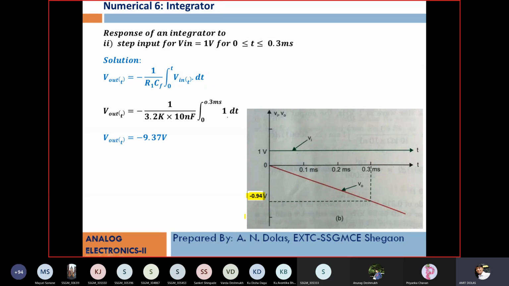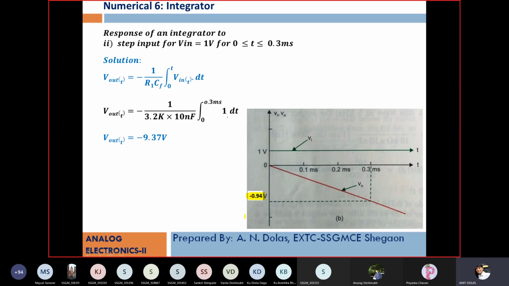If we use minus 1 by 3.2k into 10 nano, integral of 0 to 0.3 millisecond 1 dt, put the limits and tell me the answer. 9.37. It is correct. Okay. Earlier I made a mistake. Instead of writing 3.2, I wrote 32 directly. So accordingly I made the calculation. Therefore it was minus 0.94.